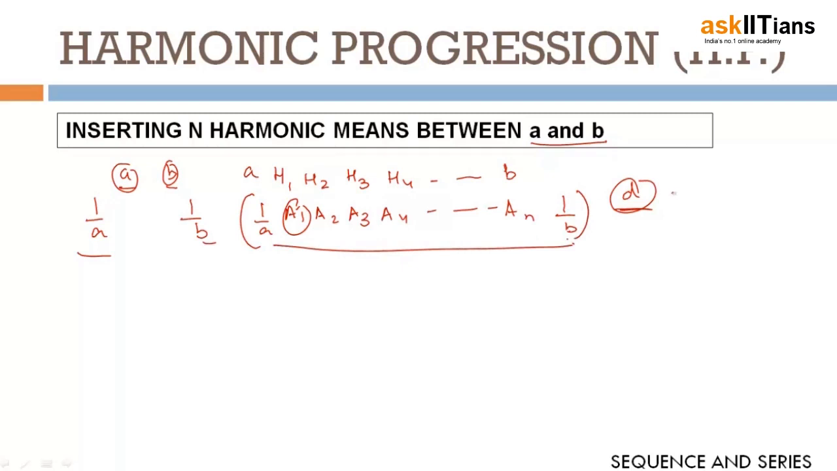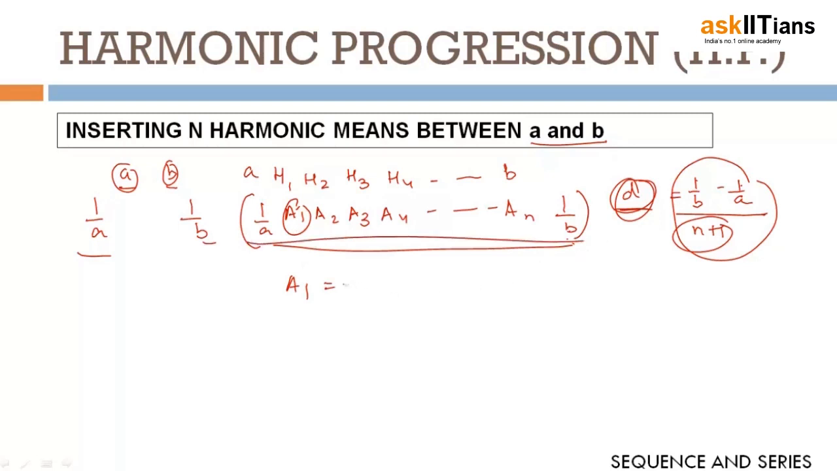If you remember how we find the difference for the given arithmetic progression, it was last term, which is 1 by B here, minus first term, which is 1 by A here, upon n plus 1. This was the formula we got for the difference. For finding H1, the second term of this arithmetic progression will be 1 by A plus D. So H1 you can find by reciprocating it, so it will be 1 upon (1 by A plus D). This is how we can reach up to the nth harmonic mean.